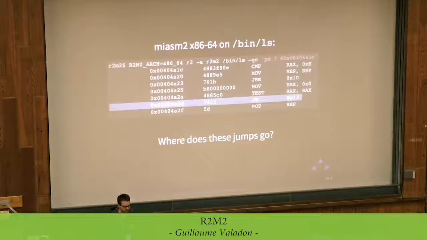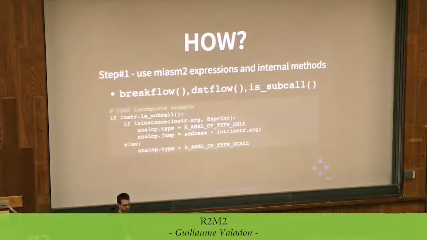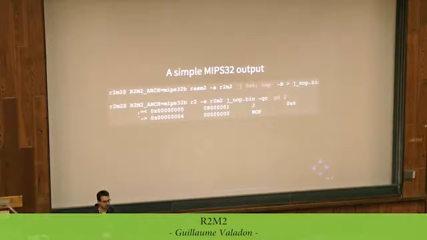What we can do next is build the analysis and ESIL plugin. That's the challenging one. I want to use miasm to automatically find branches, function calls, split blocks, and emulate instructions. How I'm doing that is by using miasm internal methods. So this one is subcall. If the instruction is a subcall, then I fill a specific radare2 C structure. It works fine. Again, simple output.